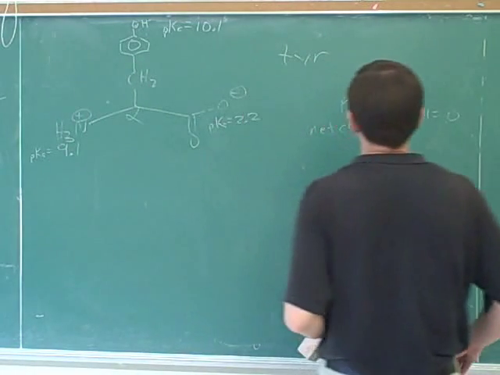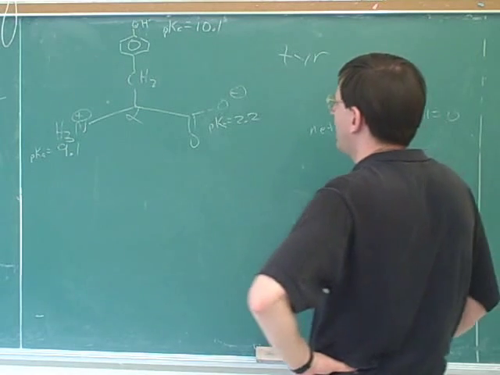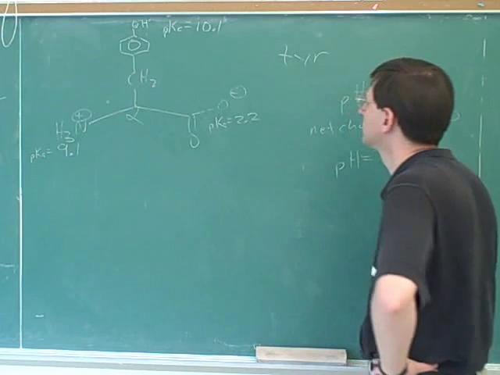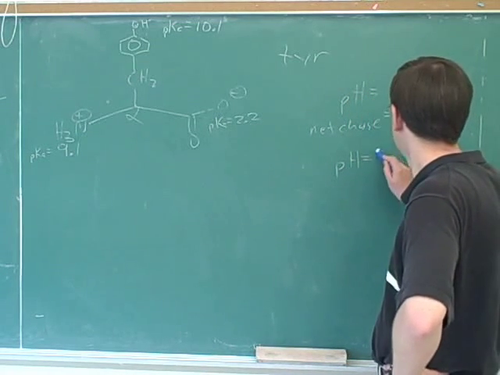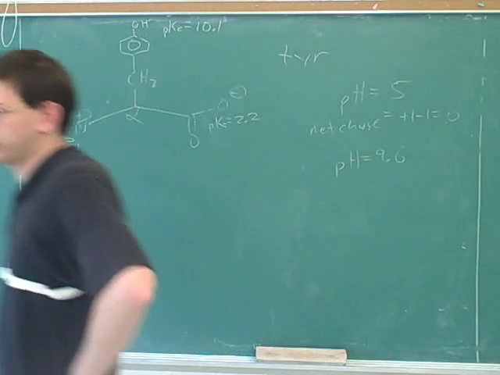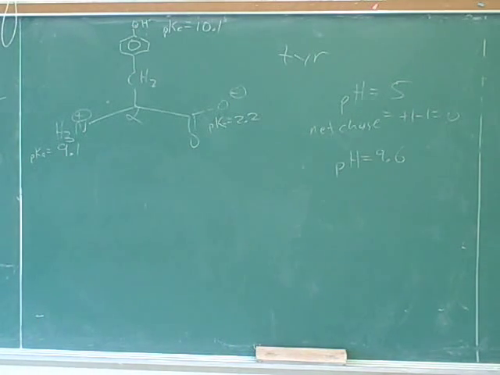So I guess we'll stick with the tyrosine. Let's suppose that we had a pH of 9.6. Let's draw what tyrosine would look like at a pH of 9.6. And let's figure out what its net charge would be.